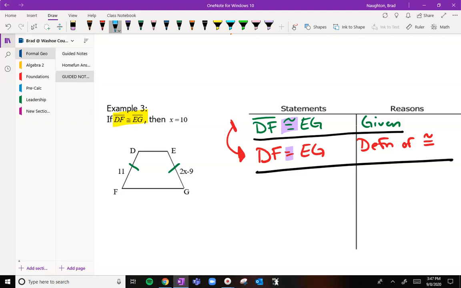So next we're going to substitute numbers in. So DF is 11, and then this is 2x minus 9. And that's just substitution. We're just plugging stuff in.